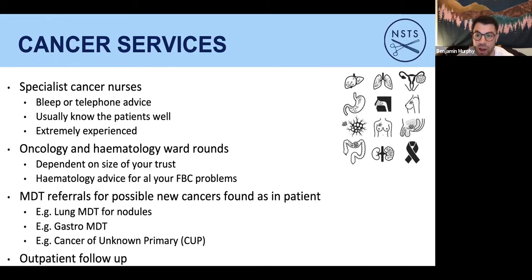If it's unclear where the primary is, so you're not sure where this cancer's come from, or it's in two places at once and it's the first time anyone's found it, you'll often refer to the cancer of unknown primary, or the CUP team. And then obviously when patients come to being discharged, the cancer services are brilliant at following up the patients and making sure they've got clinic slots or a telephone appointment done.